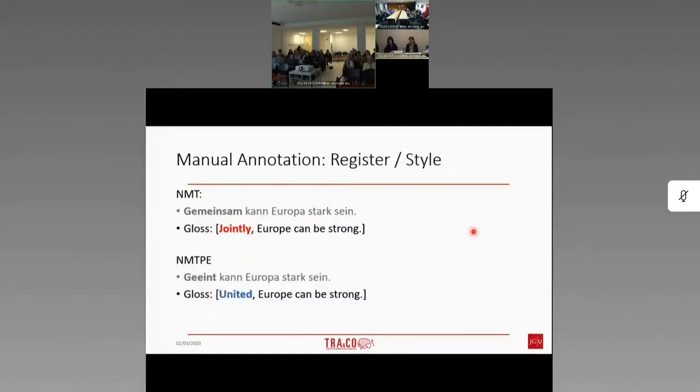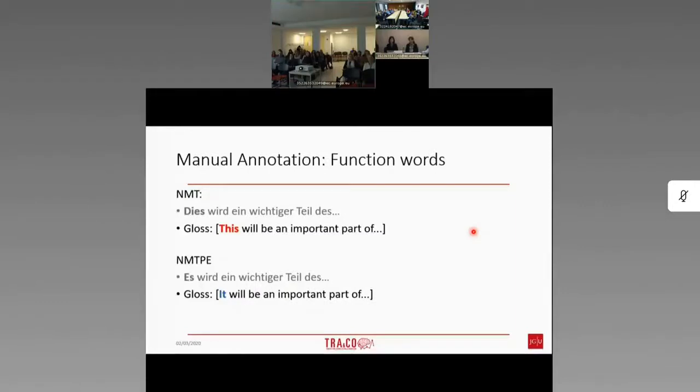Again, examples here for register. "Gemeinsam kann Europa stark sein." So these are examples that actually have been produced by the NMT and the post editors here. So "gemeinsam" is translated as jointly in the back translation, and the post editor then changes it to "geeint", so united, and we would call this a register error or a stylistic error.